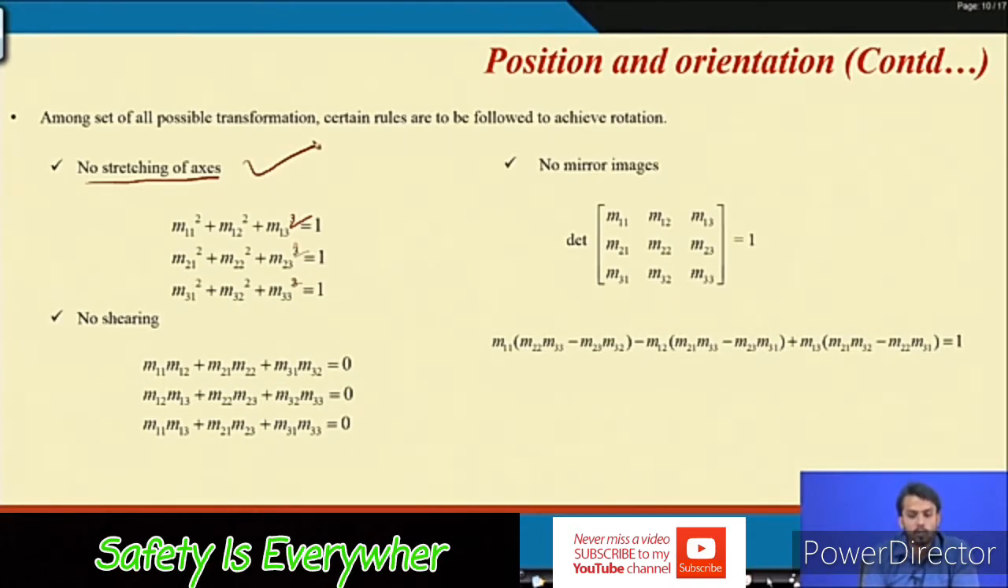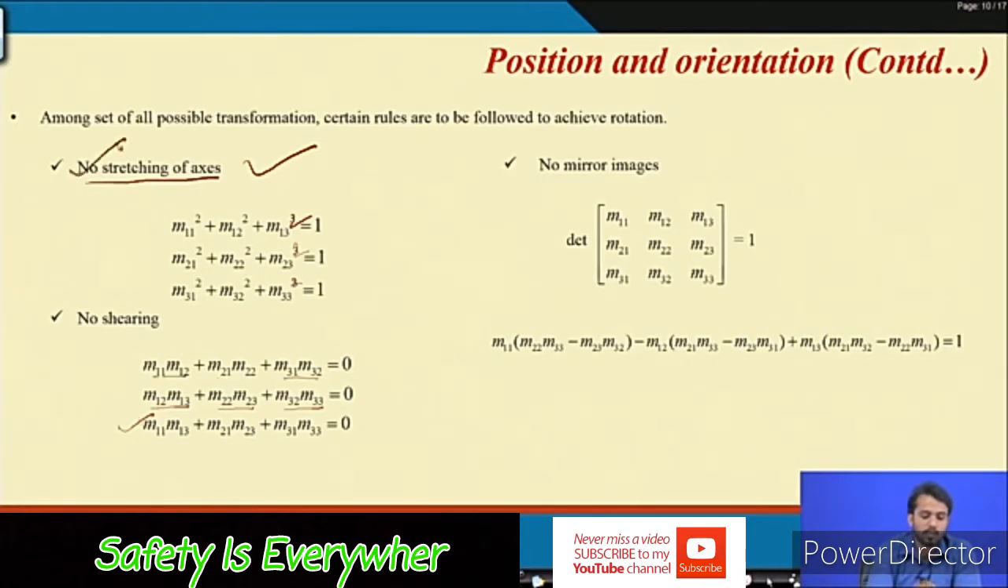Similarly, the model should not be sheared, that means the model should not be distorted. For the shearing property, M11 into M12 plus M21 into M22 plus M31 into M32 is equal to 0. Similarly, for M12 into M13, M22 into M23, M32 into M33 it is equal to 0. Similarly, we can observe the third condition also.